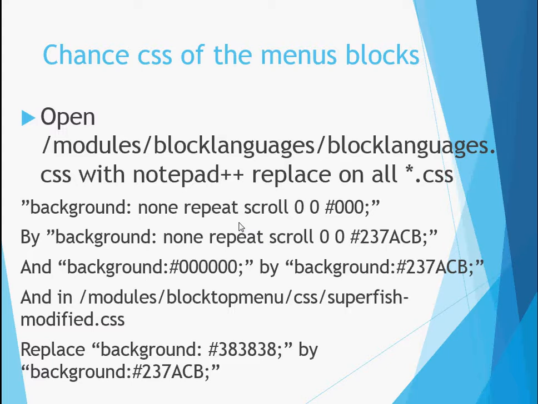You can open it with Notepad++, so after you will be able to replace everywhere. And here, when you see the background, which was a background none repeat scroll 0 0 #000; you say I want to replace this everywhere with the same line, but you replace the 000, which is black, by the color you want, which is 237ACB, and you replace everywhere. And after, normally all your blocks will be correct.